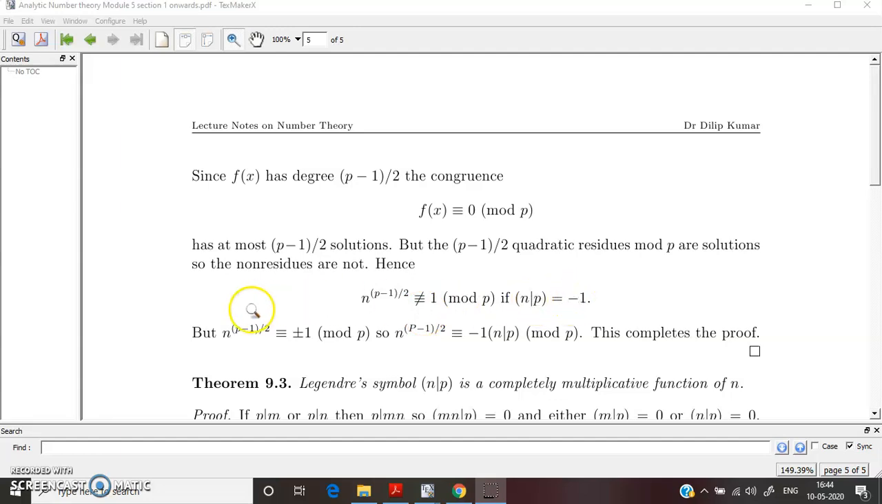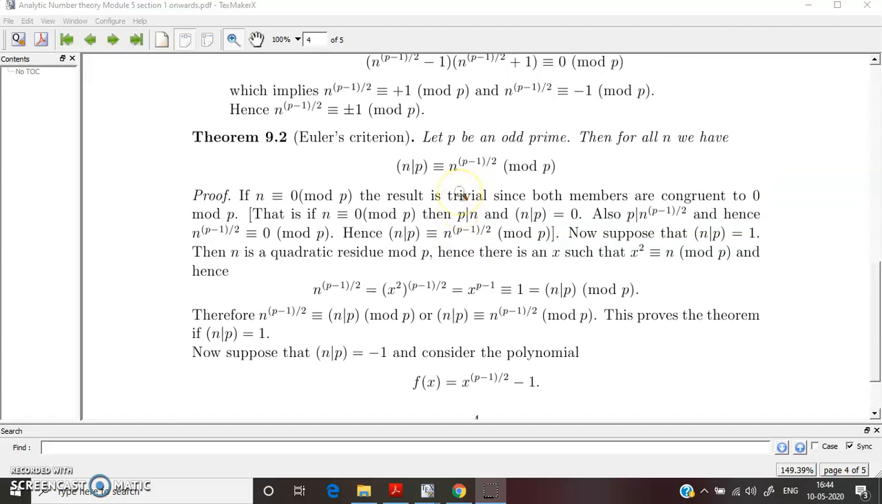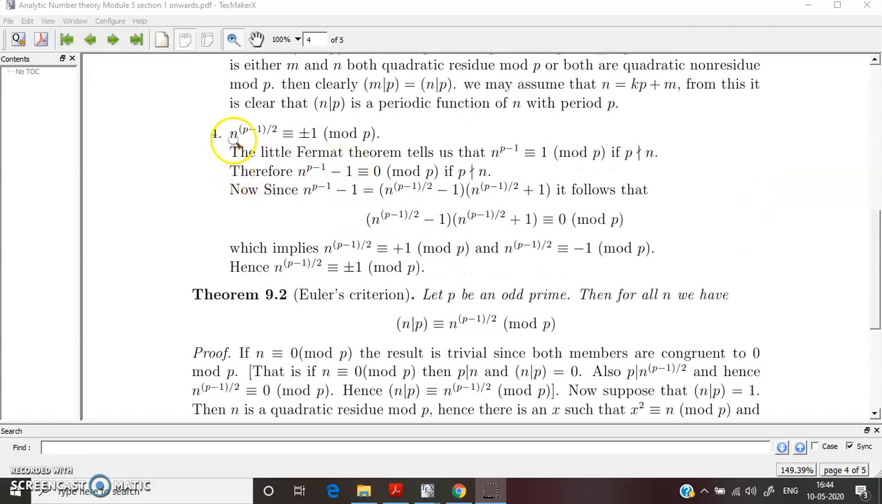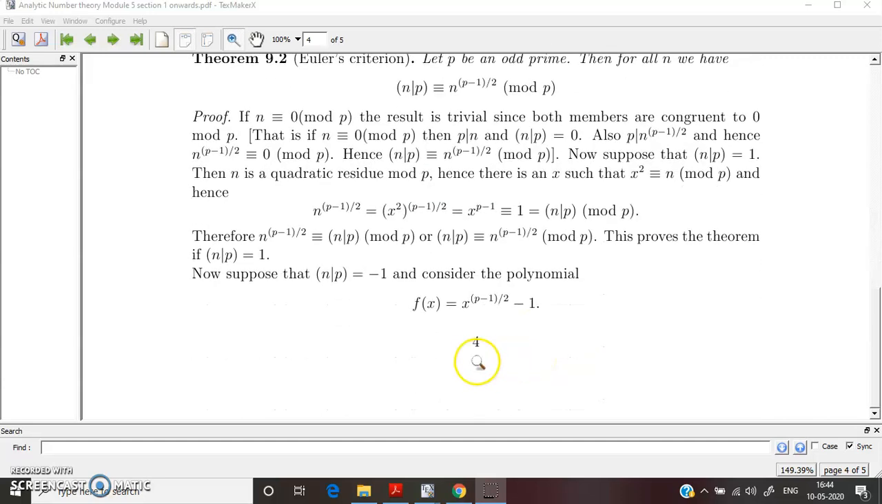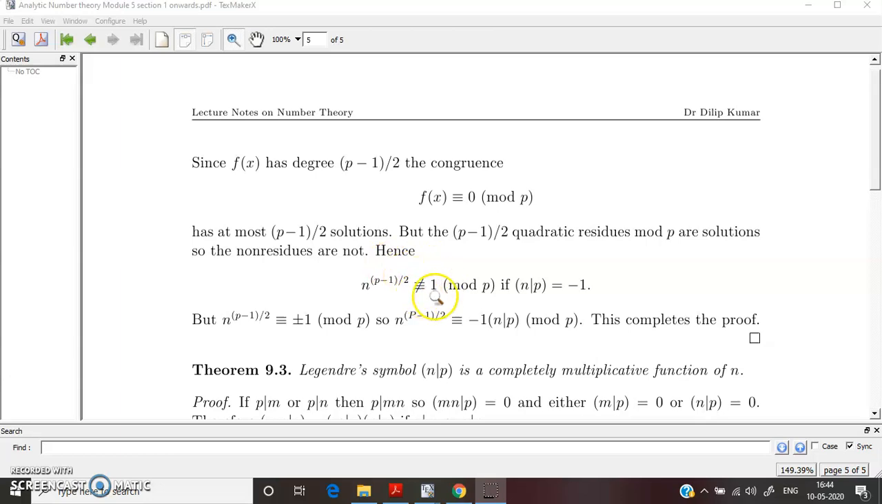But in the last result, we have proved that n raised to (p minus 1)/2 is congruent to plus or minus 1 mod p. That is, this is either 1 or minus 1. But since in this case we have proved that it is not 1, there is no other choice, it should be minus 1. So n raised to (p minus 1)/2 is congruent to minus 1 mod p.